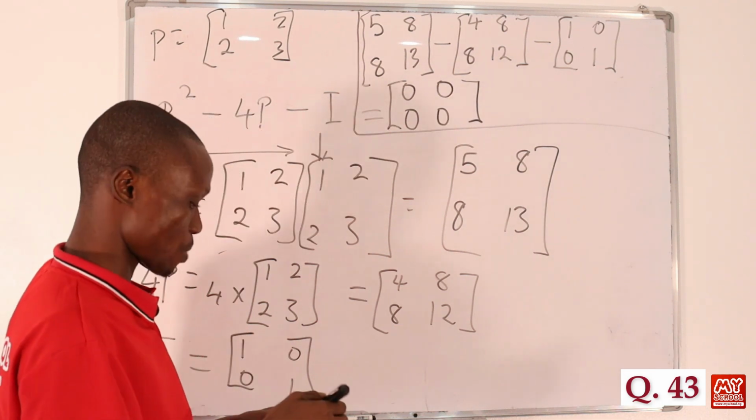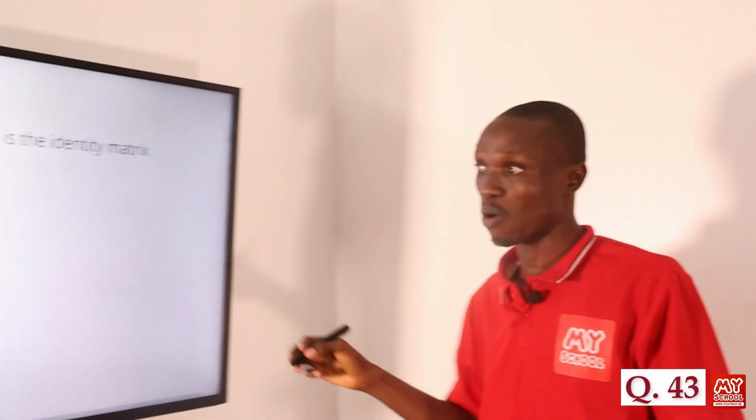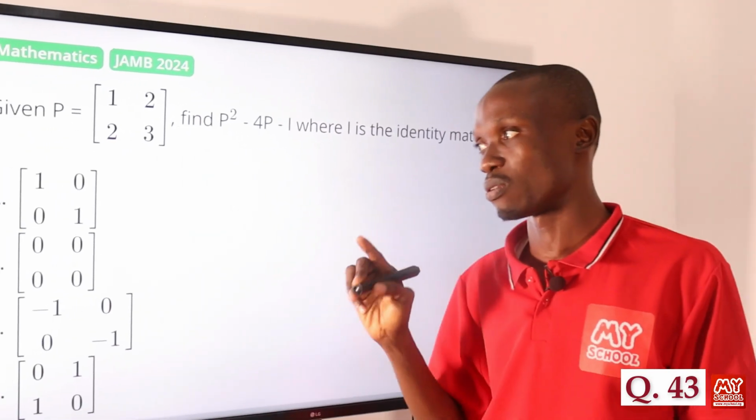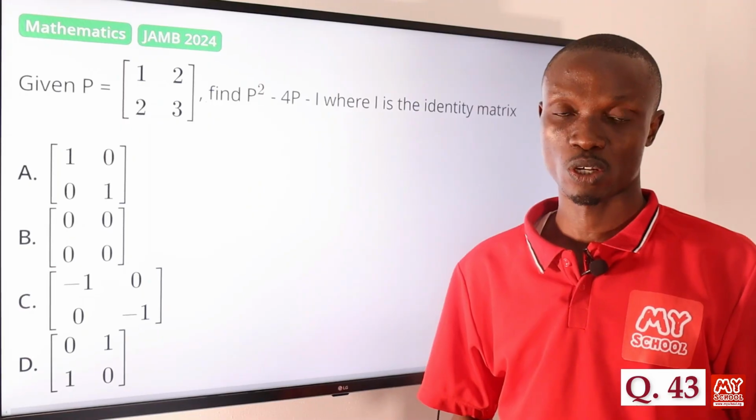Okay, so let's return back to the screen to pick the correct answer to this question. So from all we got, it was 0, 0, 0, 0. And that makes option B the correct answer to this question.